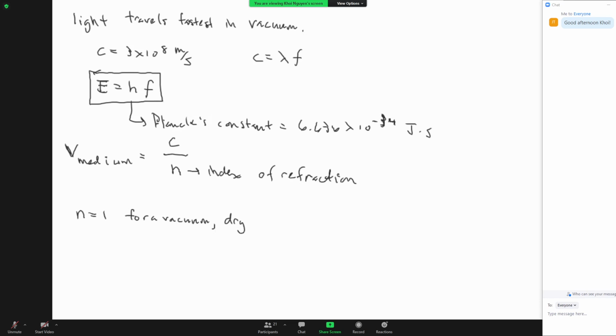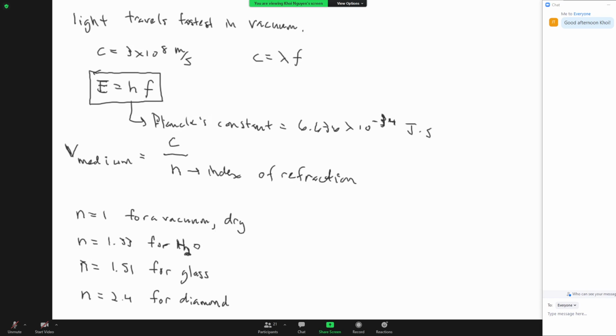Let's finish off some indices of refraction that you guys need to know. It's 1.33 for water, 1.51 for glass, and 2.4 for a diamond. Okay, the most densest material that we know.